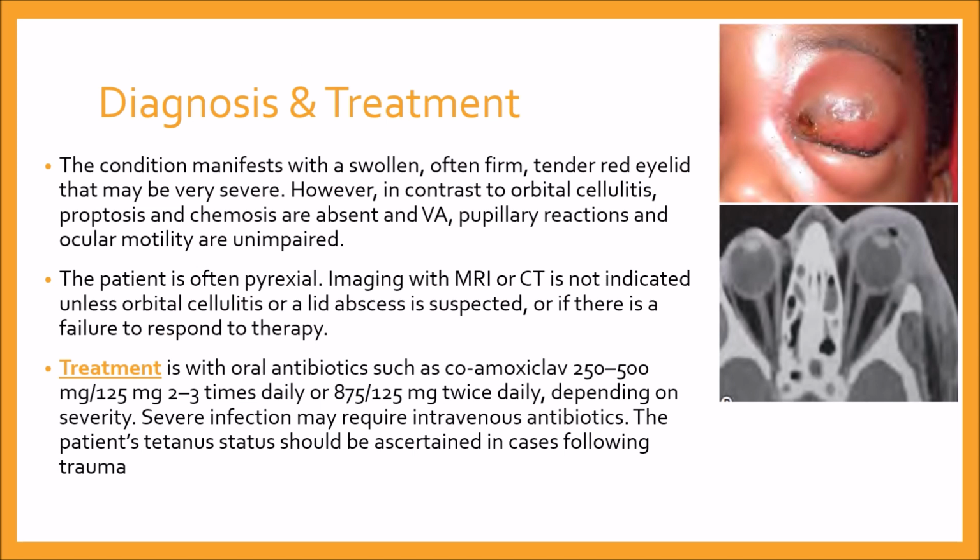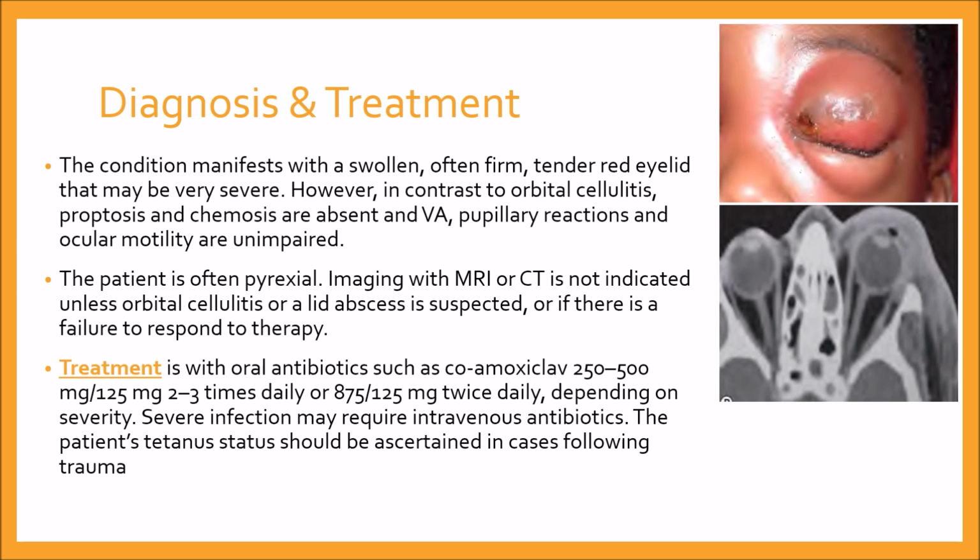Diagnosis depends on signs and symptoms. The condition manifests with a swollen, often firm, tender red eyelid that may be very severe. However, in contrast to orbital cellulitis, proptosis and chemosis are absent, and visual acuity, pupillary reactions, and ocular motility are unimpaired. The patient is often pyrexial.